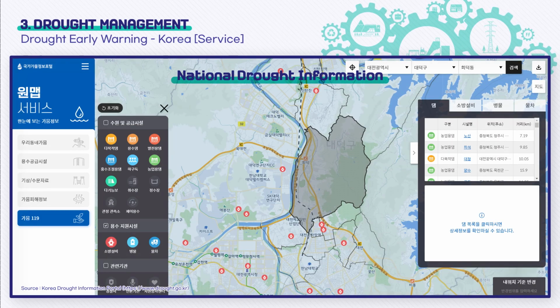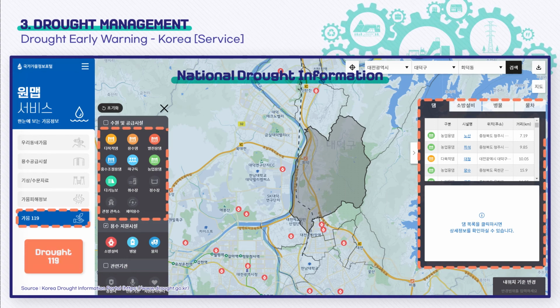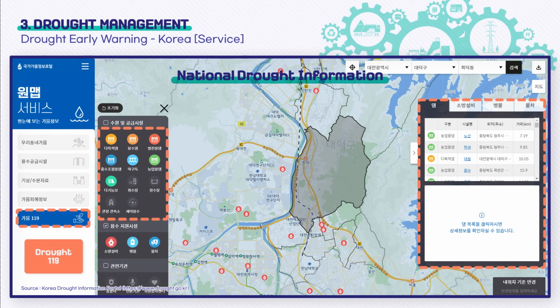Furthermore, for rapid drought response, the Drought 119 system is also provided by the National Drought Information Portal. The Drought 119 system equips and services various emergency supplies that can be used during droughts. For example, the location and contact details of regional fire departments, factories and sprinklers, groundwater wells, dams and reservoir facilities, and the currently owned supplies greatly help with rapid response to droughts.